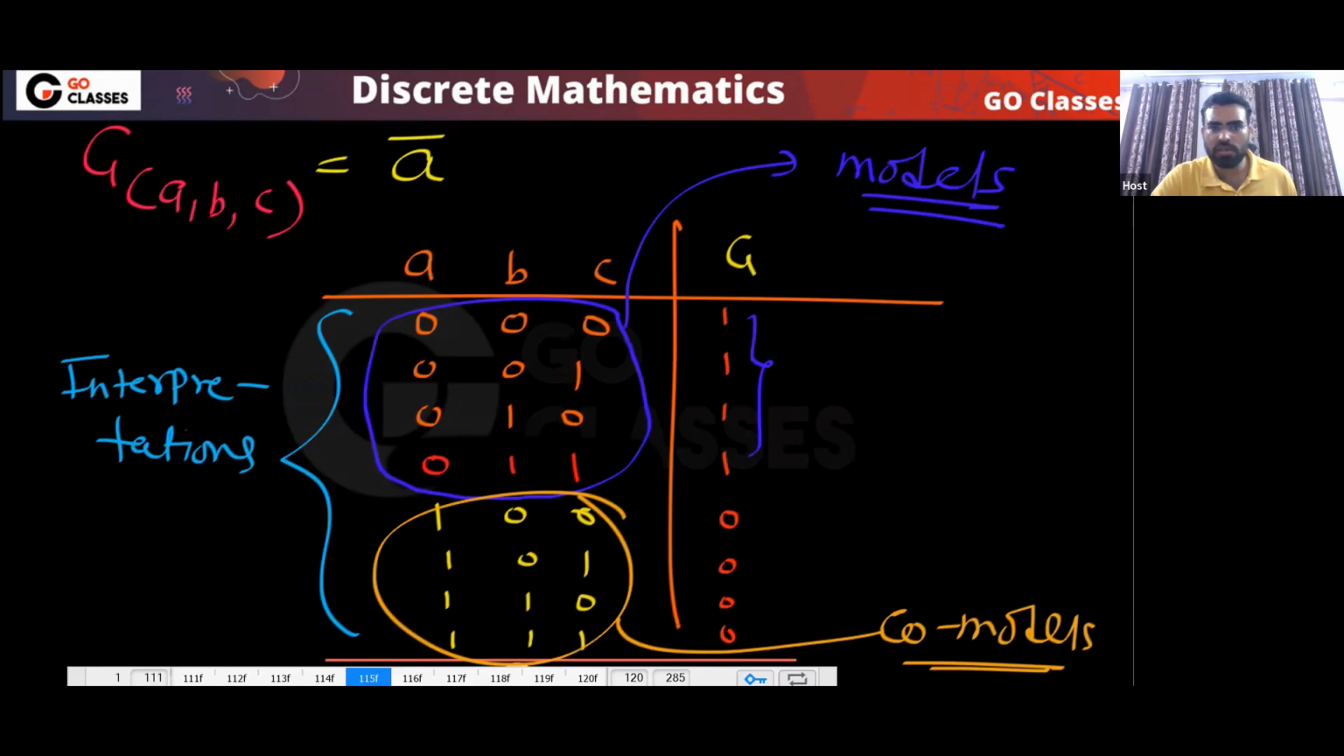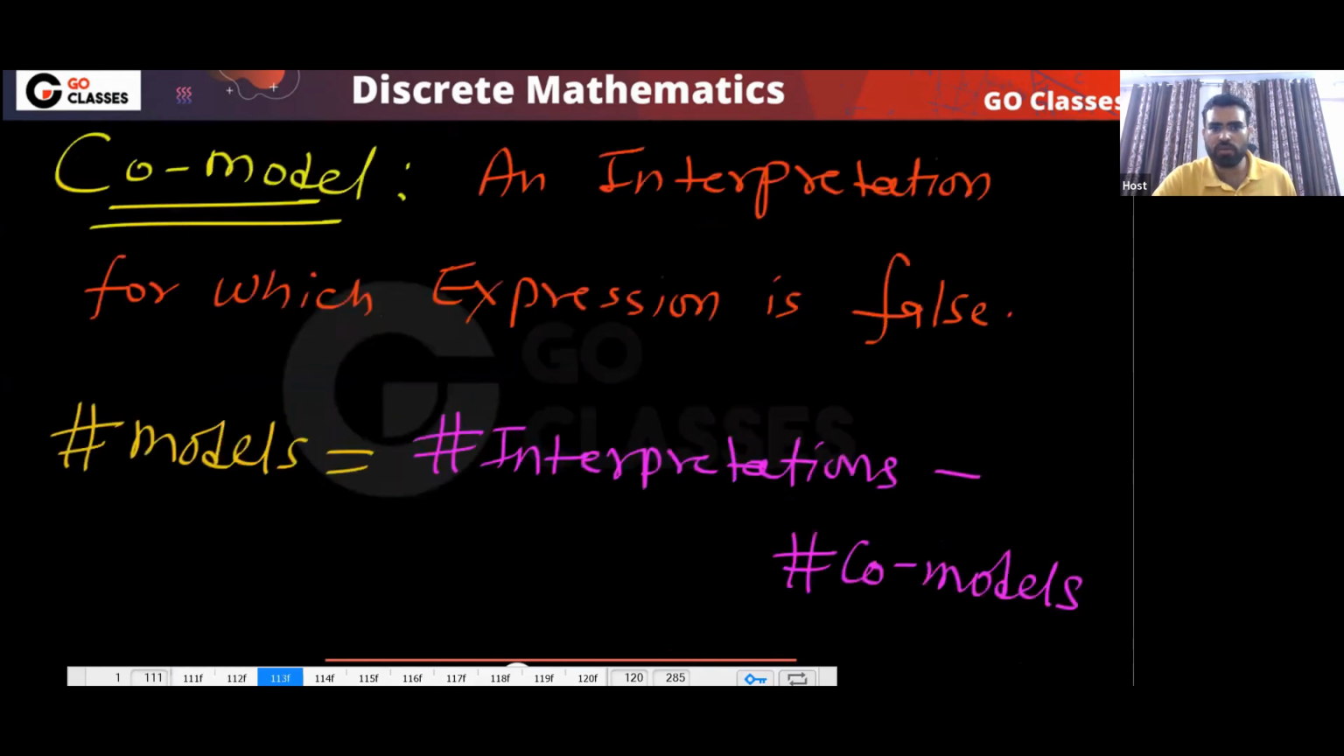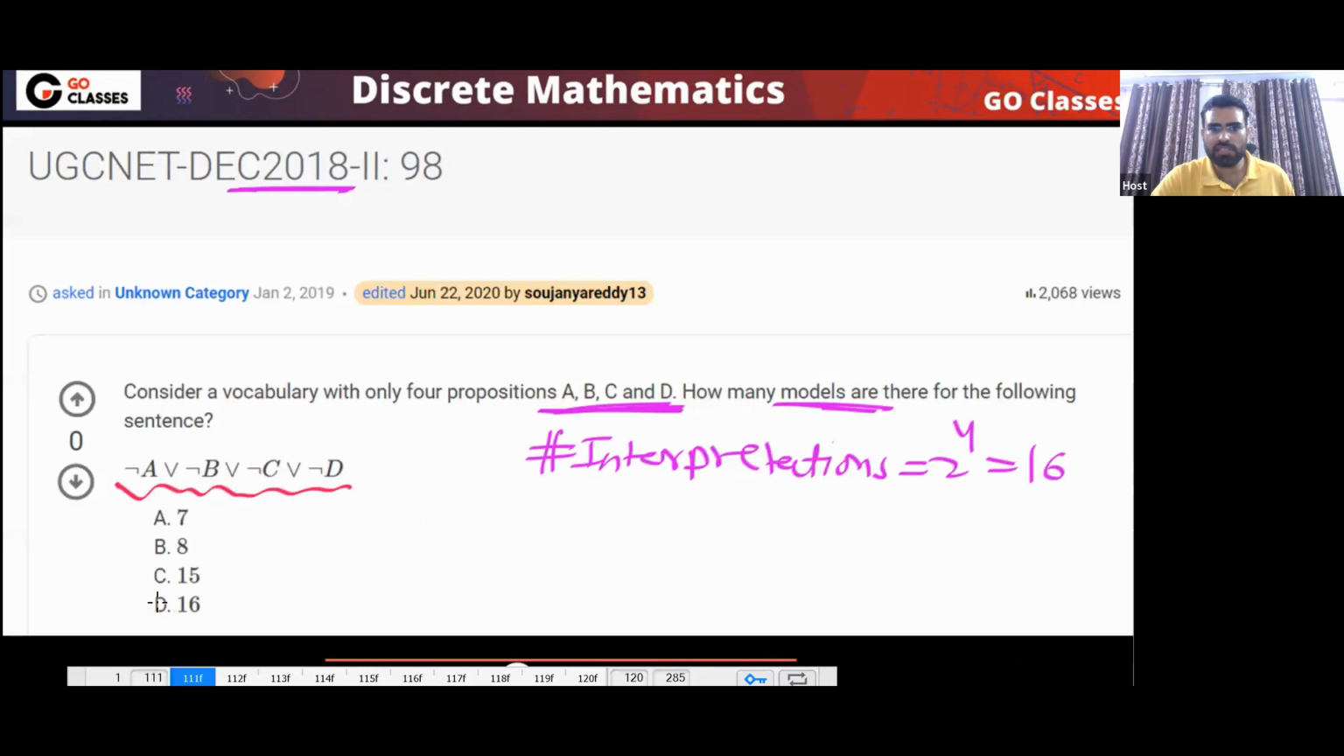Anyone has any doubt right now? Still, do you have any doubt? So the answer will be here. The answer will be 15. So number of models here, you can notice, will be 15. Number of co-models will be only 1.